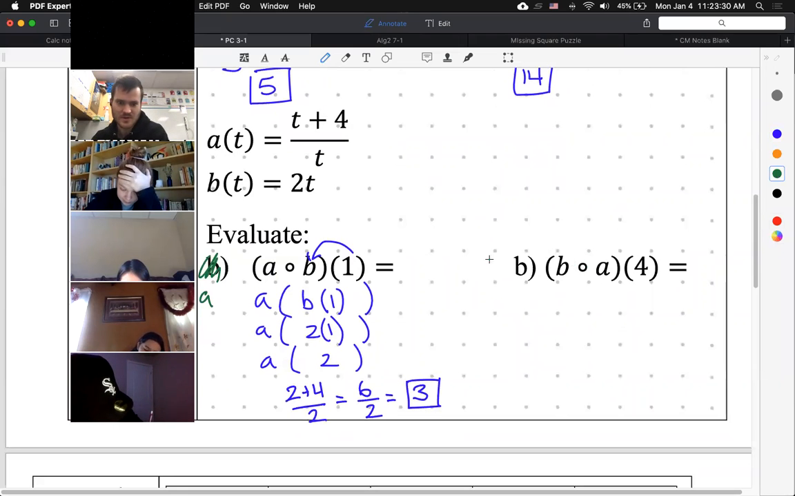No. Now it's going to be the reverse. Notice this was A composed with B. Now this is going to be B composed with A. So first, 4 is not going to go into B. It's going to go into A. Who can do that for us?